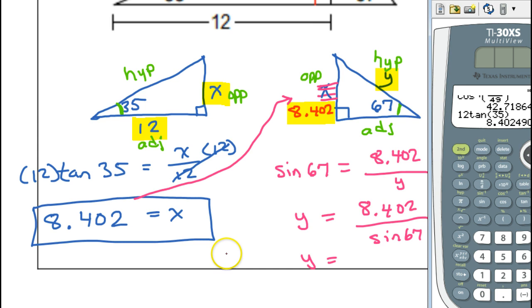All right, it's going off the screen a little bit, but I think you can see what I'm doing. So I'm going to do 8.402 over sine 67. All right, so that's 9.128. Got to round up.